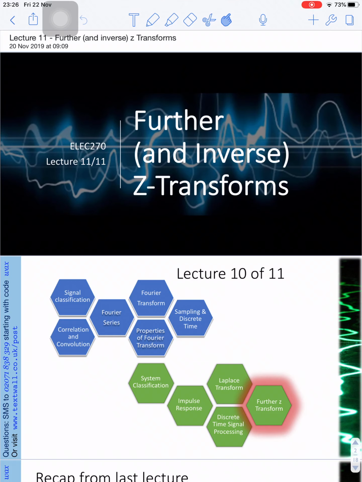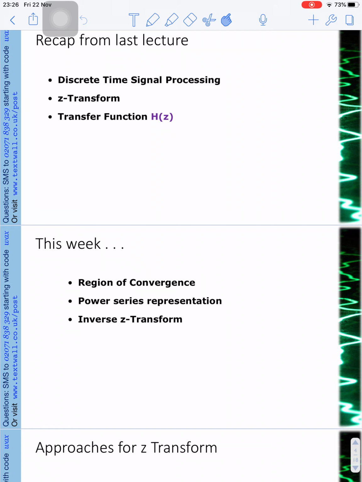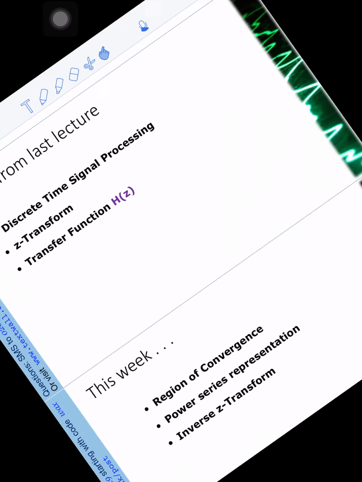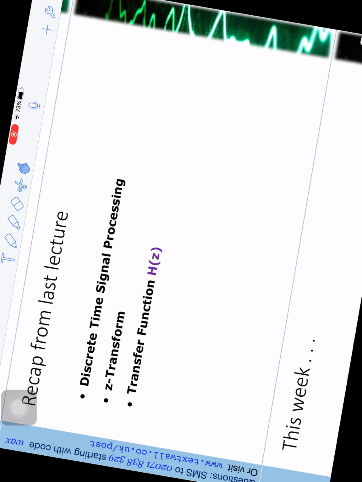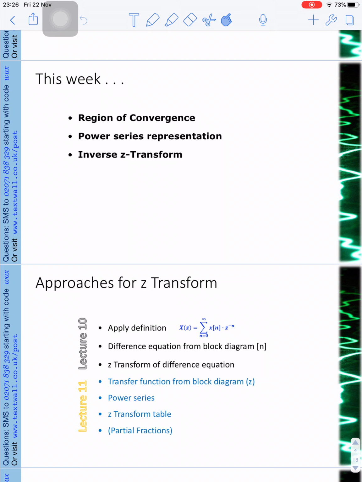Welcome to lecture 11, which is the further and inverse Z transform, the last lecture in Signals and Systems. Last lecture we talked about discrete signal processing, the Z transform and the transfer function H(z). This week we are going to talk about the region of convergence, the power series representation of the Z transform, and the inverse Z transform.